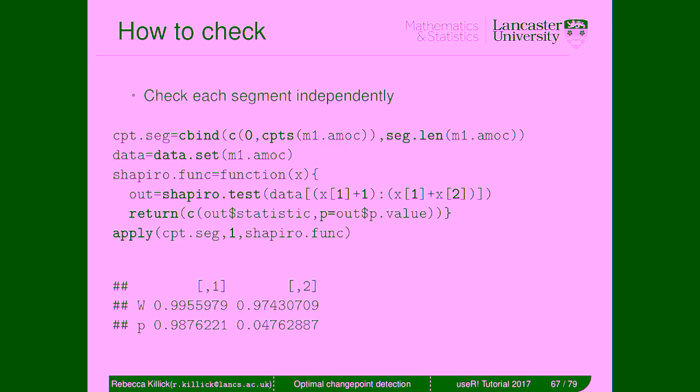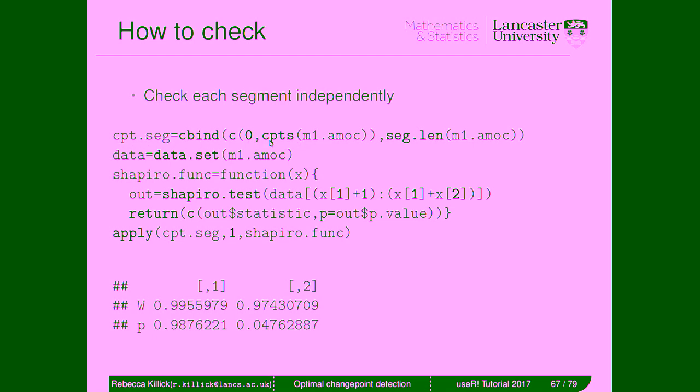So in reality, what do we have to do? What we tend to do is there are two options. You can check each segment independently and see if each segment satisfies the criteria, or you can check the residuals. So say you're fitting a mean model, you can subtract the mean, and therefore you should have normal random noise, white noise.